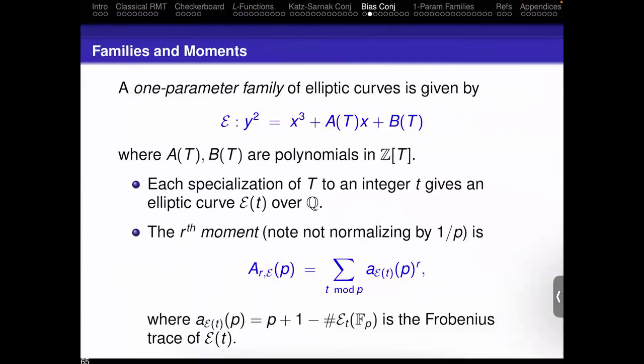A one-parameter family of elliptic curves is going to be something of the form y squared equals x cubed plus a(t)x plus b(t), where a and b are polynomials with integer coefficients. Every time I choose a value of capital T to be an integer, I specialize and I get an elliptic curve. I want to look at the moments of the quantities we were looking at a moment ago, basically p minus the number of solutions mod p. The hope is that if I understand the moments, I can understand a lot of things that are going on.